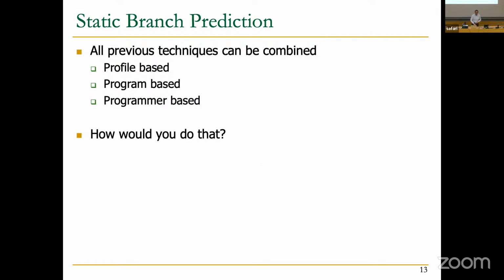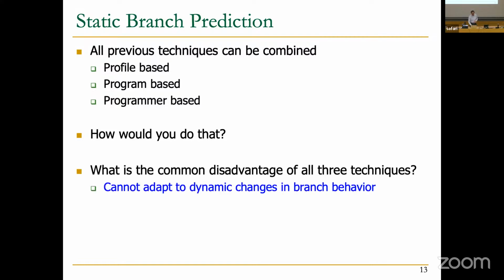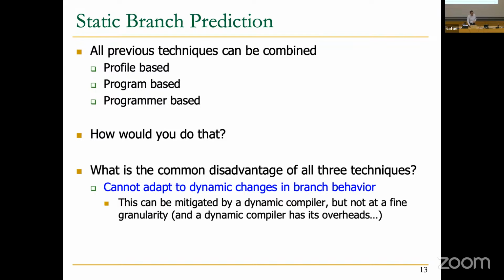And not so easy, basically, to decide if this information disagrees with each other. But I'm not going to go into how you combine that, because these techniques have a common disadvantage, which we already discussed, which is that they cannot adapt to dynamic changes in branch behavior. Basically, they can encode a single bit, taken or not taken, for a given branch. If a branch switches between taken or not taken in some predictable or regular or irregular ways, you cannot encode that information. So that's why dynamic branch prediction is important.